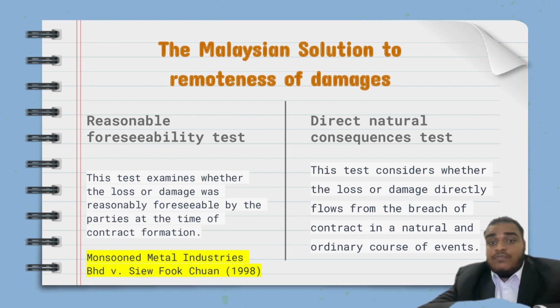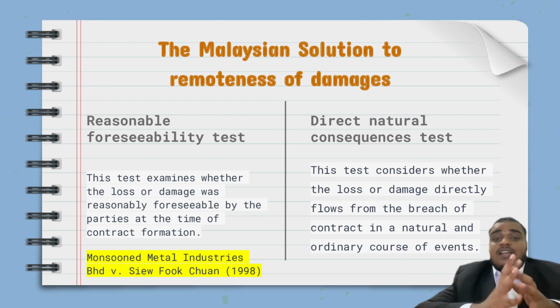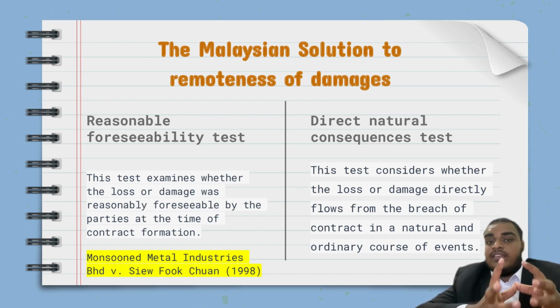There are two commonly used methods by the Malaysian court to determine whether a contract was foreseeable or too remote. The first of which is the direct natural consequences test. In this test, the court considers whether the damage is a reasonable and natural cause of action for the breach. Besides that, the second test the Malaysian courts employ is the reasonable foreseeability test. The following test is used by the court to consider whether or not a damage suffered was foreseeable at the time of the conception of the contract.